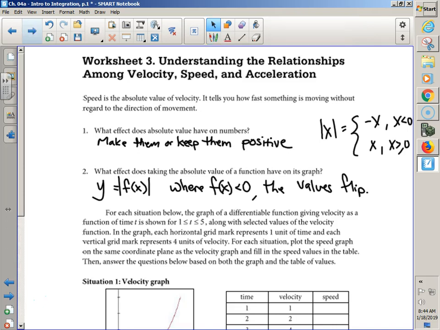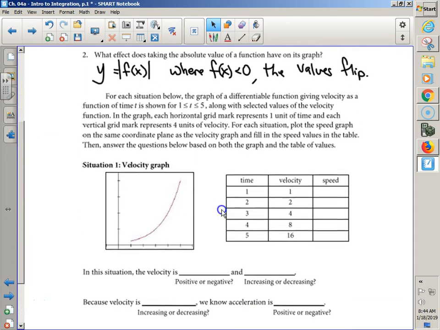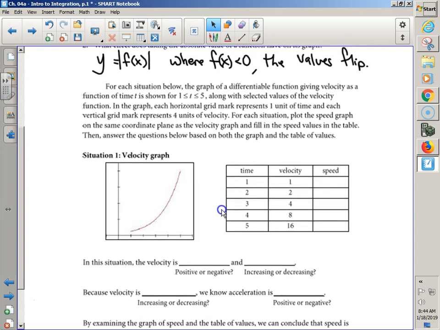There's a vertical reflection across the x-axis. So any places where the y values are negative, the values flip. Kind of like a pre-cal review. So cool, kids. Let's go ahead and do this guy together, then I'll set you guys loose for just a couple minutes to do situations 2, 3, and 4.